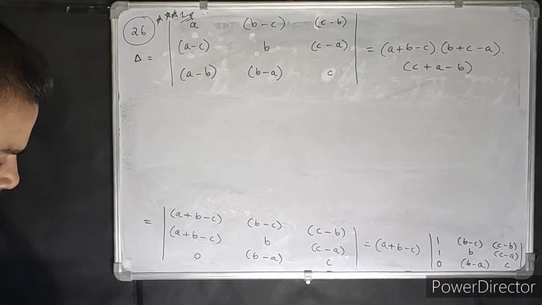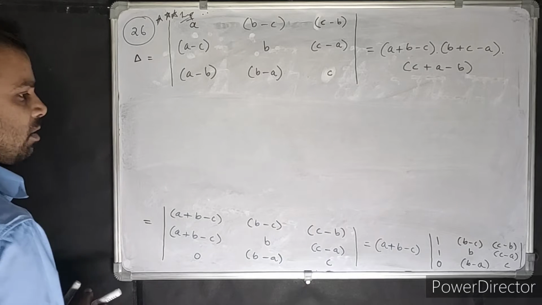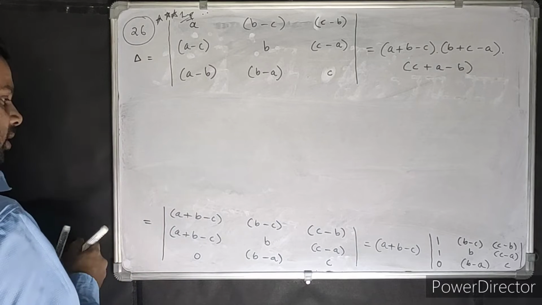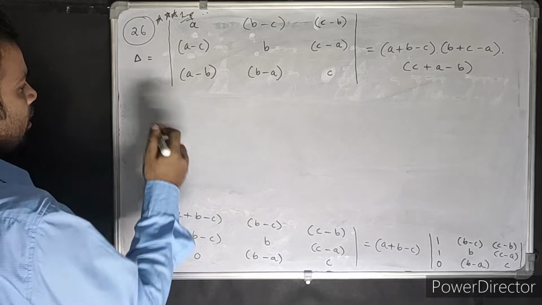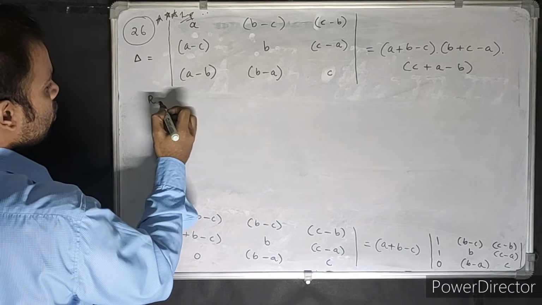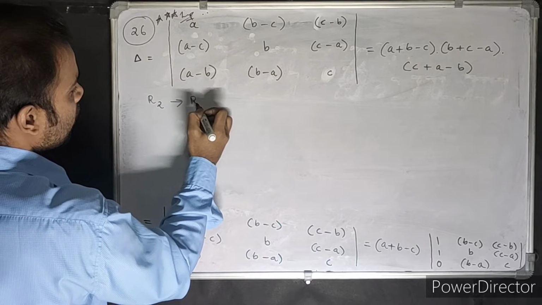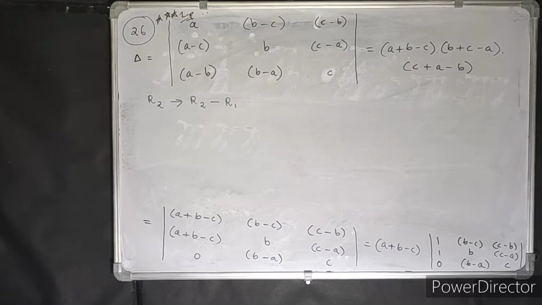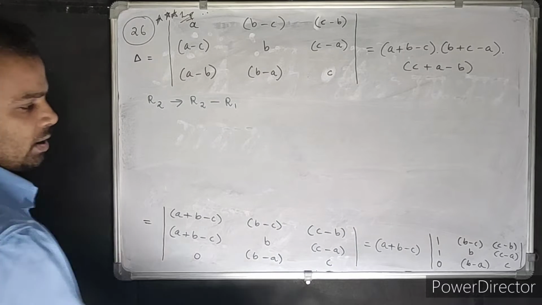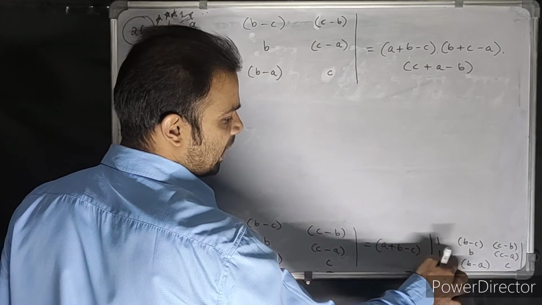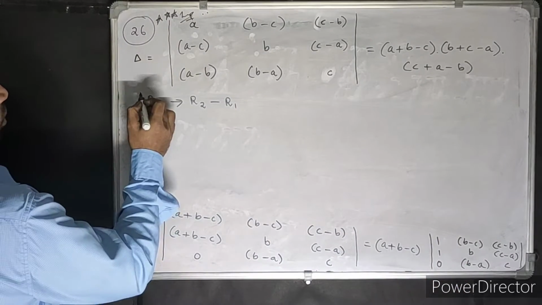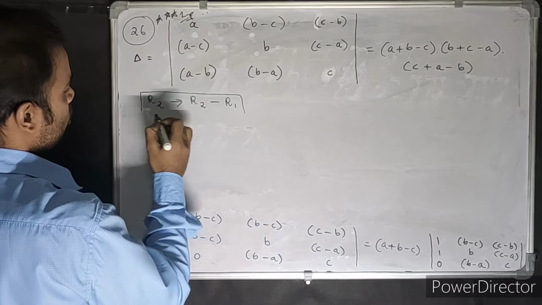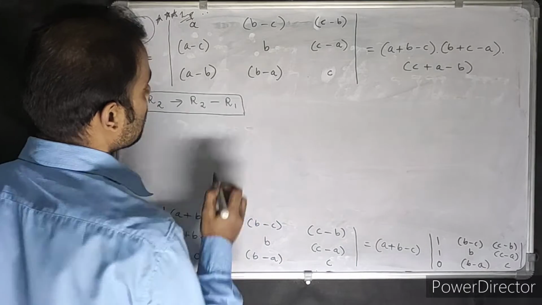Because that one is a 0 already. So from here we are done. From here the next operation will be row 2 tends to row 2 minus row 1. Row 2 tends to this minus this. So if you do that, then you will get your answer. Okay.